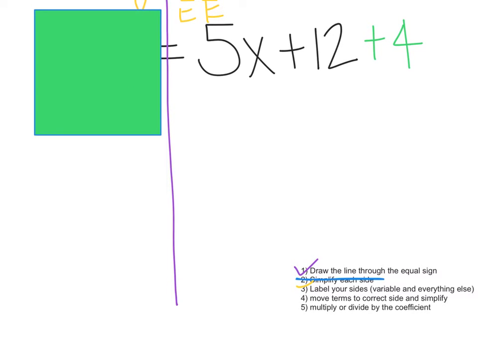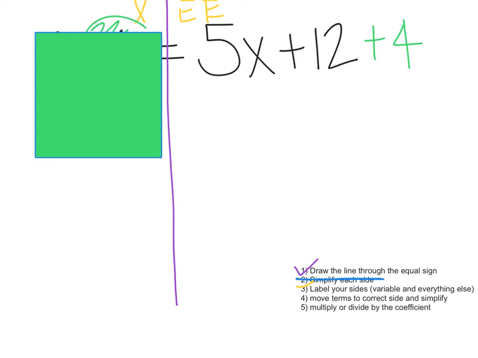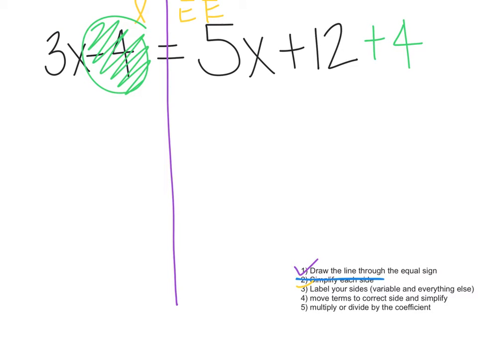Now I need to look at the right side. I'm going to ignore the left side for now. The right side over here is my everything else side. That means it's anything that doesn't have an x with it, because again, my x's should be on the left side. Well, 5x has an x with it. That means it is on the wrong side, so I need to get rid of that 5x. I'm going to take the 5x that's positive and move it to the left, and it's going to become a negative or minus 5x, and then it is gone.